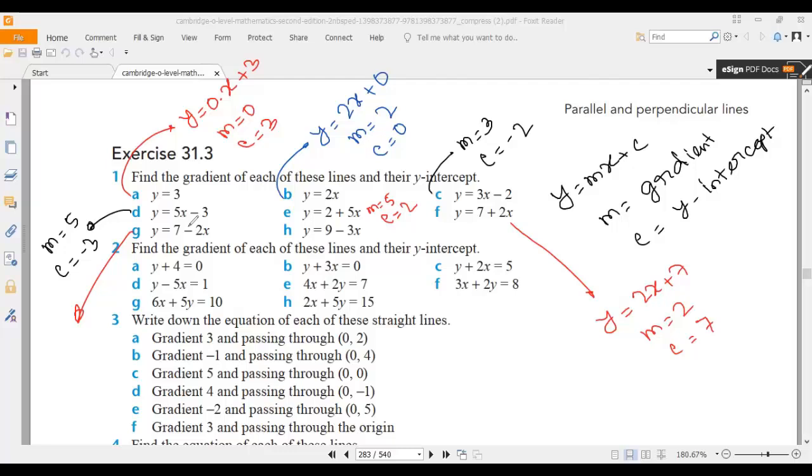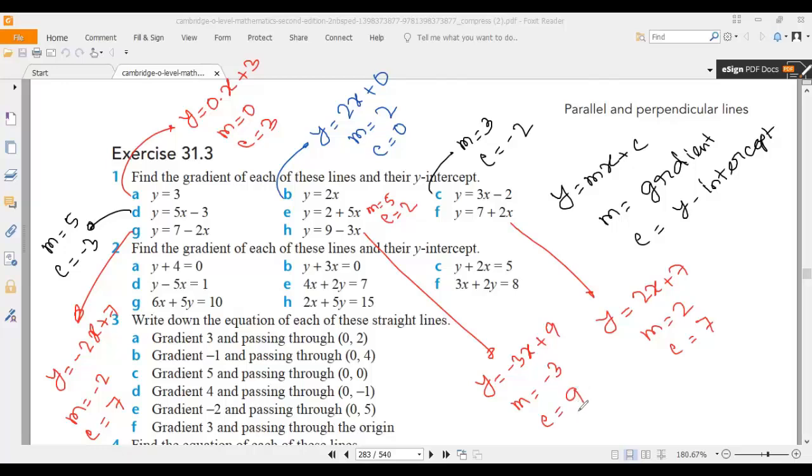Okay. Number G, y equal to minus 2x plus 7. Then m will be negative 2 and c will be called y-intercept, that will be 7. Number H, y equal to 9 minus 3x. So we can write this one in that way: y equal to minus 3x plus 9. Then m, that means gradient will be negative 3 and c, that is y-intercept, will be 9. So that is the solution of number 1. I hope you understand this idea properly.